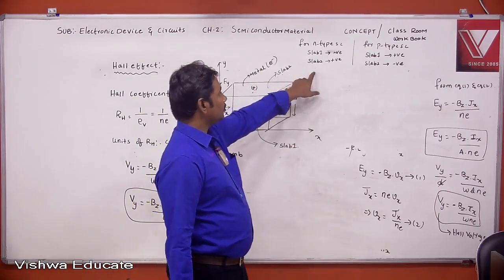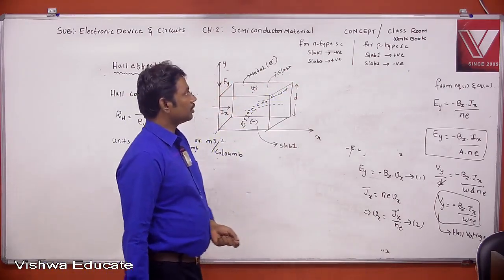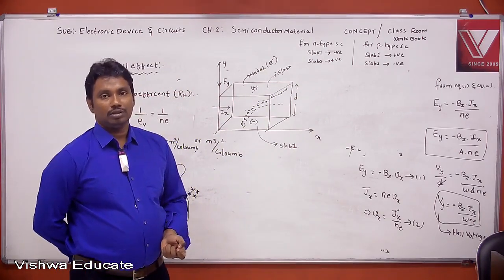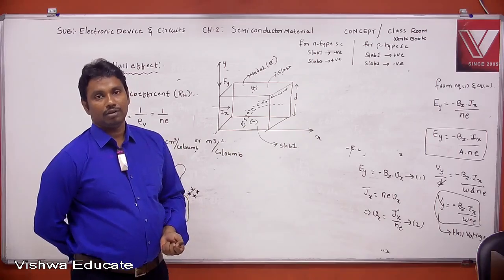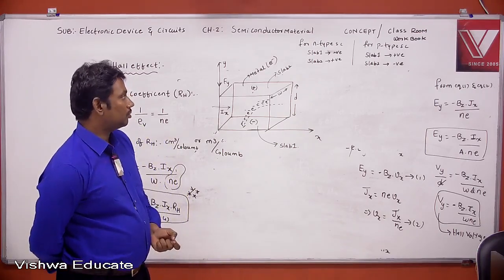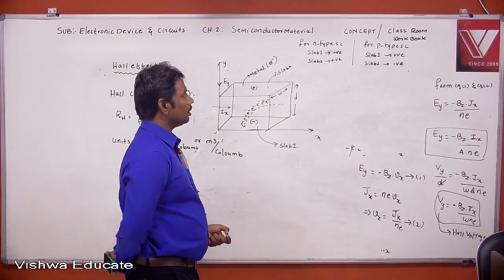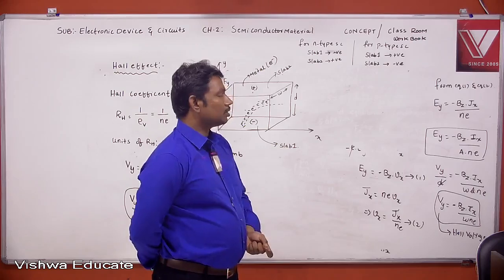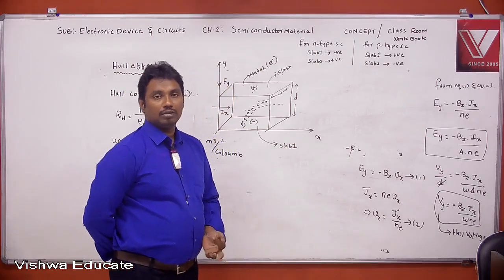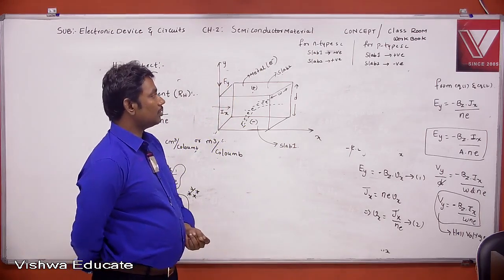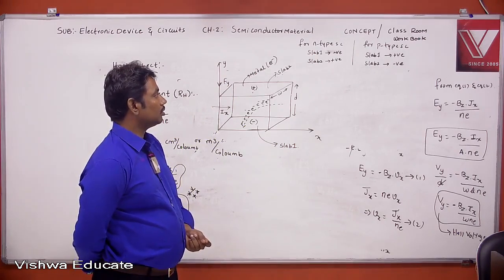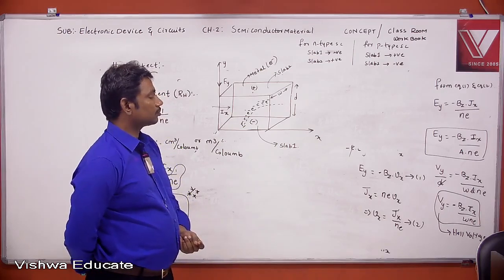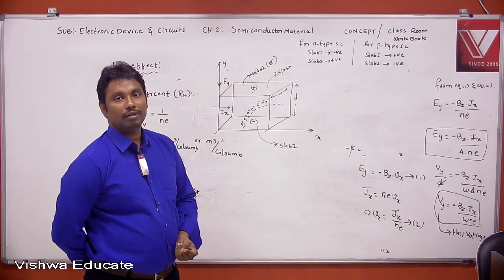For N-type semiconductor, slab 1 is negative. Slab 2 is positive. Next, for P-type semiconductor, slab 1 is positive and slab 2 is negative.